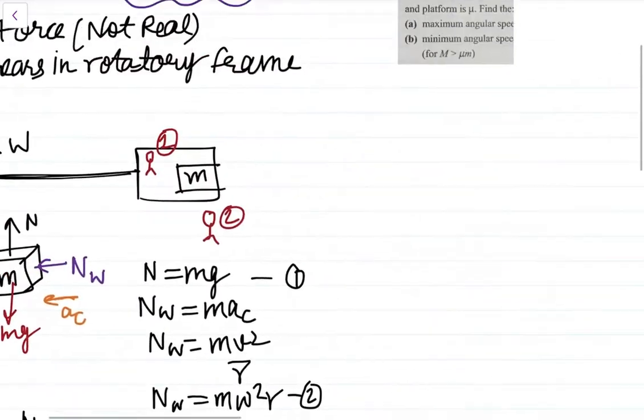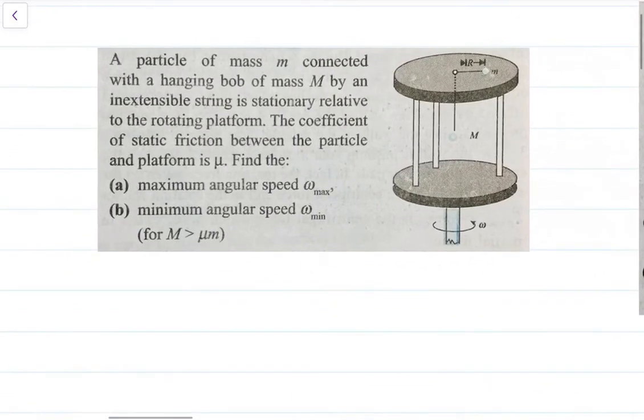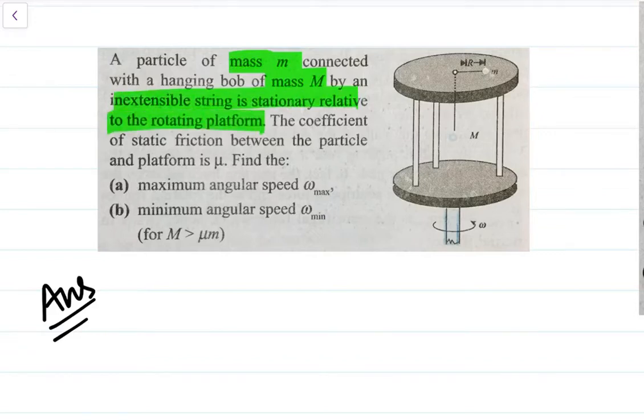Okay, now we will do these two illustrations which will help grip our topic, centrifugal force. So now let's first read this question. It is a very easy question. Now, having introduced centrifugal force, a particle of mass m is connected with a hanging bob of mass capital M by an inextensible thread, stationary relative to the rotatory frame.